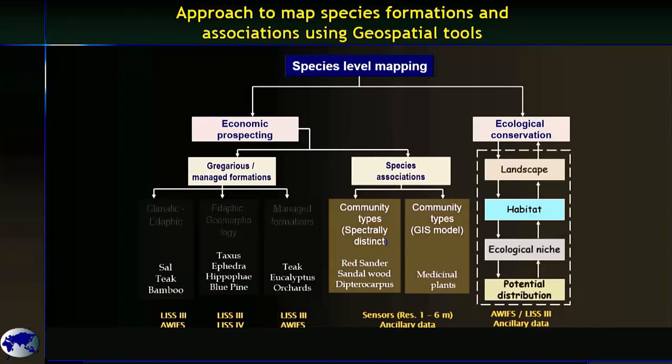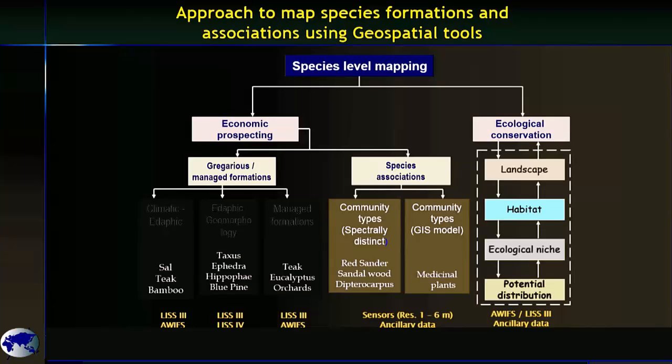Another thing, which I have also borrowed from one of my colleagues, is species level mapping. Here you can see economic prospecting and gregarious formation. When you talk about this, you don't need very high resolution data. You can do it with coarser resolution, because the temporal resolution is also very high. So you can make use of LISS-3 and AWiFS to see sal, teak and bamboo. Similarly, for ephedra and Hippophae, you can make use of LISS-3 and LISS-4 data, whose resolution is slightly finer. For teak, eucalyptus and orchards, you can make use of LISS-3 and AWiFS.